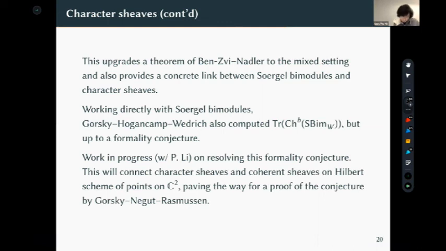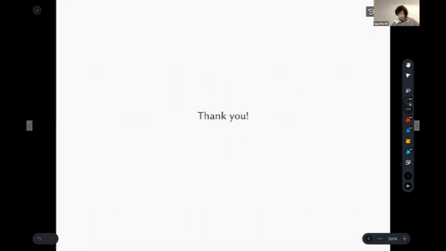And in fact, one can relate the category of graded character sheaves and the category of coherent sheaves on the Hilbert scheme of points on C2, and that gives a way to a proof of the conjecture by Gorsky, Oblomkov, and Rasmussen that relates Khovanov-Rozansky homology and the Hilbert scheme of points on C2. And yeah, thank you very much for listening, and that's the end of the talk.